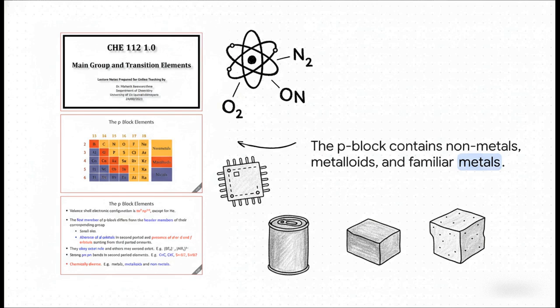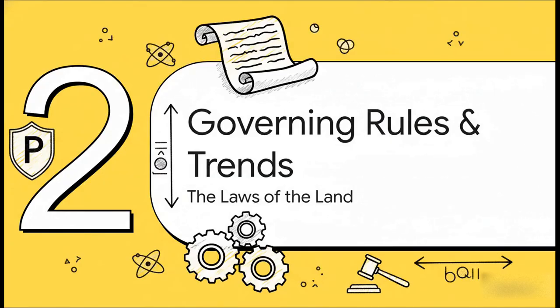This is where you find the nonmetals that are the absolute building blocks of life. Carbon, oxygen, nitrogen. It's also home to metalloids like silicon that literally power our entire digital world. And of course, you've got common everyday metals like aluminum. No other block on the periodic table has this complete set, and that's why its chemistry is just so endlessly rich and important.